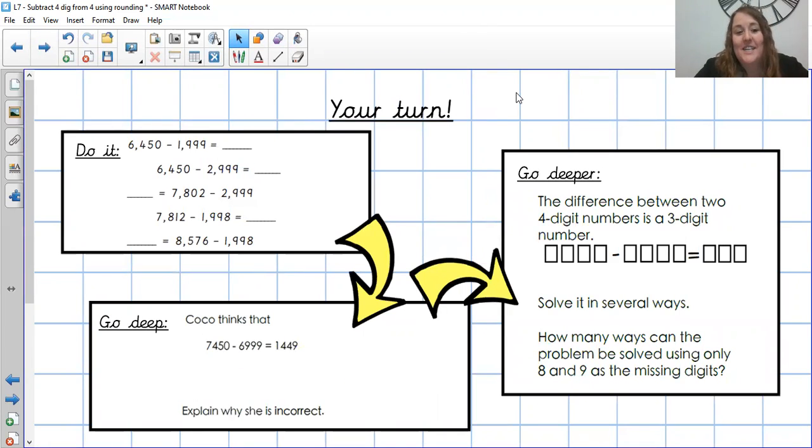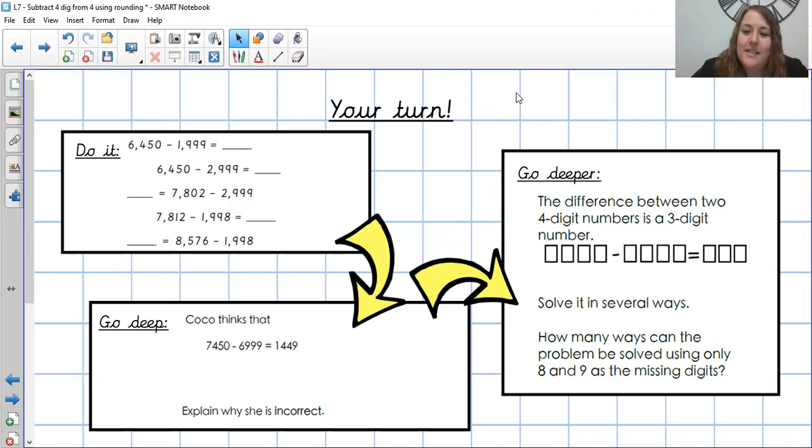But your activities today, you start with your do it. So 5 of those questions. Again, I really recommend that you cross them out and write the rounded number above, and then just remember what to compensate afterwards. Then your go deep is a cocoa, and I know hers is correct. It's correctly worded. She's incorrect. Hopefully you'll be able to explain why.